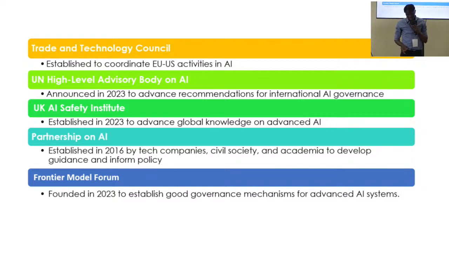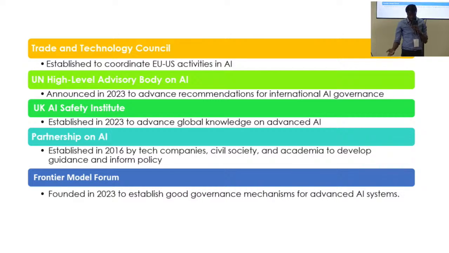And there's the UN High-Level Advisory Board on AI, which was announced last year to advance recommendations for international AI governance. And also there is the Partnership on AI, established by tech companies. This was of interest to me because when it comes to AI policies, it's mostly driven by public institutions, but in the global space you have tech companies which came together with civil society and academia to develop guidance and inform policy on AI.